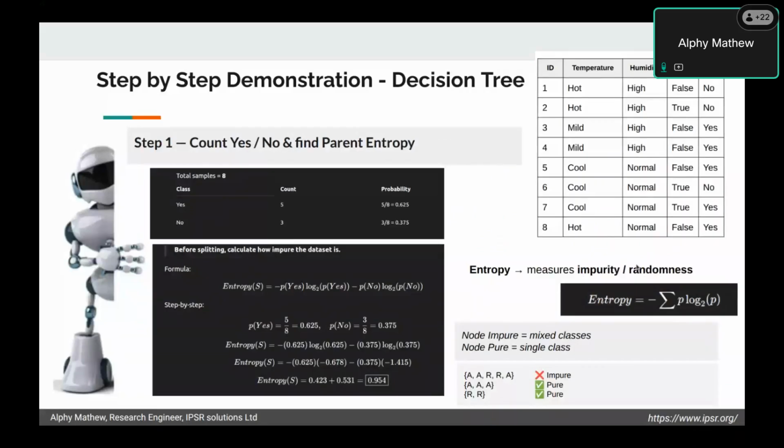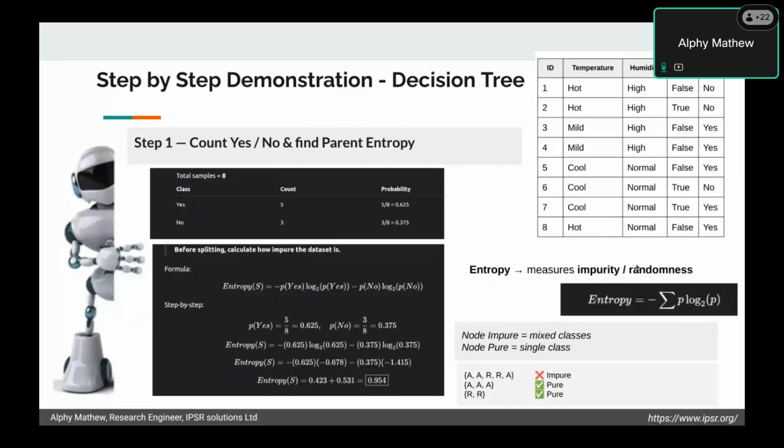Entropy is one of the attribute selection measures to find the most important feature, the most important column, from the given data set. So we will find the entropy of the complete data set. Okay, then what does this entropy mean? What is the meaning of the value of entropy?